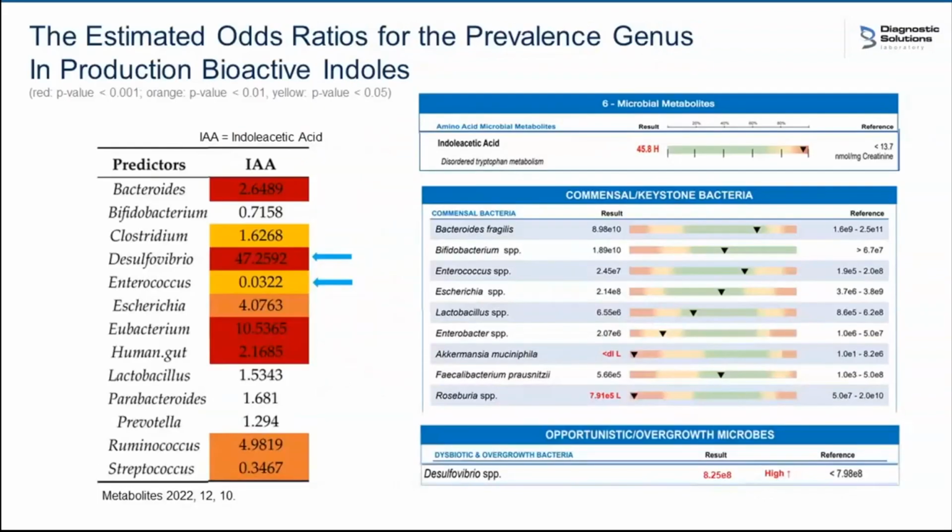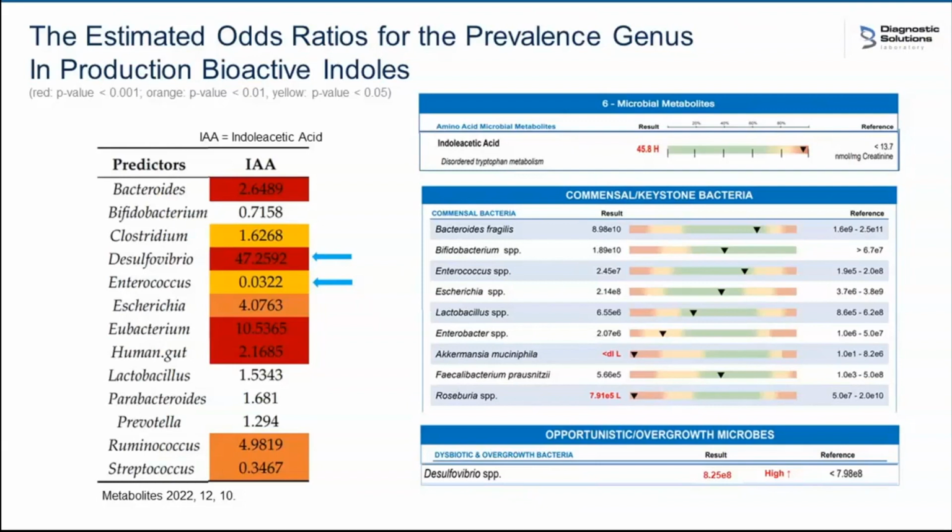So looking at this pathway, it was an article about a website. And it's a website all about tryptophan, everything you ever wanted to know about tryptophan and its metabolites, called the TrpCats. And they looked at different things, but the estimated odds ratio for the prevalence of genes in production to bioactive indoles. So I have this indoleacetic acid, but this was a big table that looked at all the different indoles and who could be the predictors of those. So Desulfovibrio, while it doesn't produce it, was more predictive of a higher indoleacetic acid.